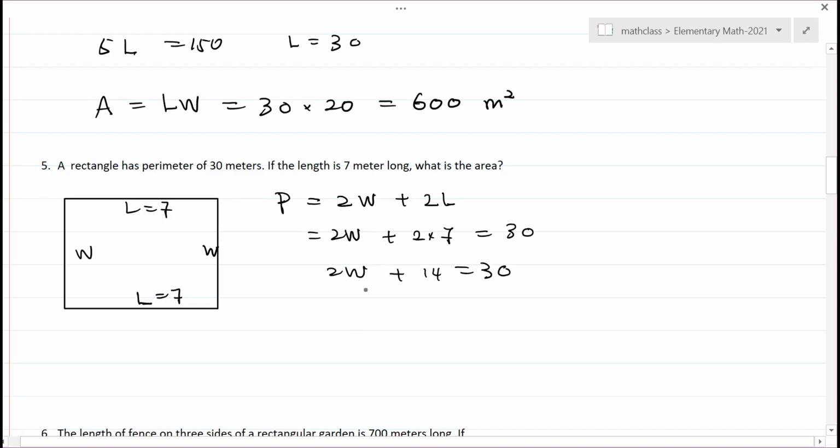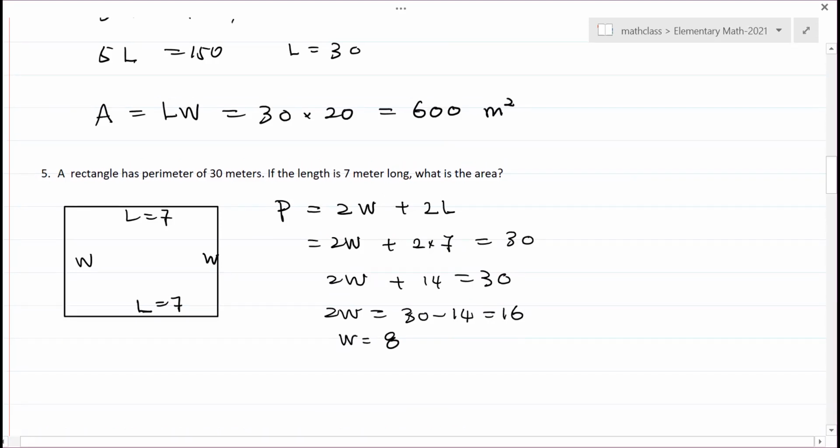You subtract the 14 from both sides, right? And you will get, okay, here's 16, right? So the width is going to be 8, actually. This is not exactly the width, it's longer than the length. But anyway, so that is 8. So once you get 8, then you can get an area. Area is going to be length times the width, 7 times 8. So it's 56 square meters. Okay, clear, right?